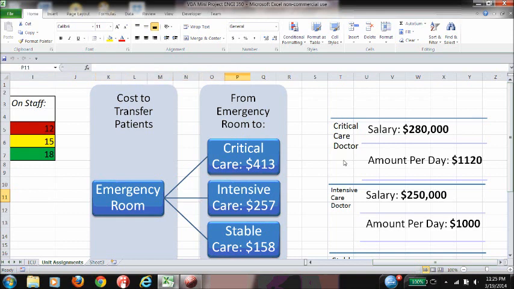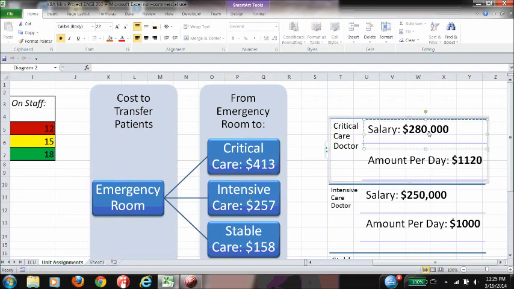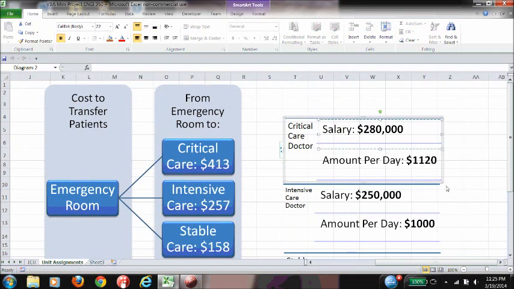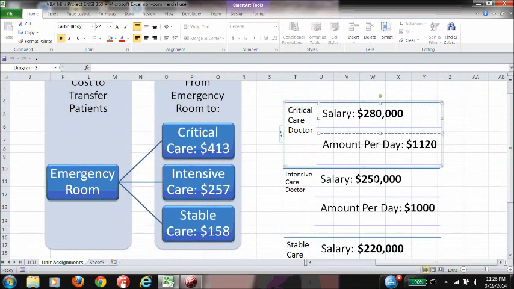I got this information from salary.com, and the average salary of a critical care doctor was the amount shown here. I also used this to make up salaries for the intensive and stable care doctors for the point of this project.